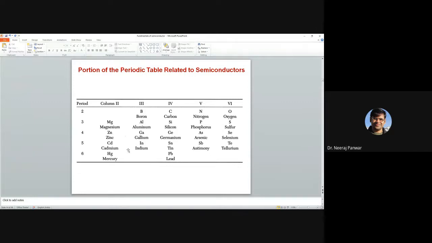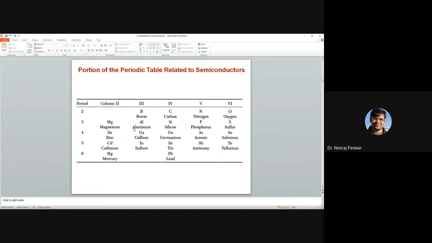We can have another semiconductor, cadmium sulfide, cadmium telluride, cadmium selenide. So we can have one element from group second and another element from group 6, and that can also be used to make a semiconductor. Or we can have an element from group third and another element from group fifth. Then we can also make a semiconductor.